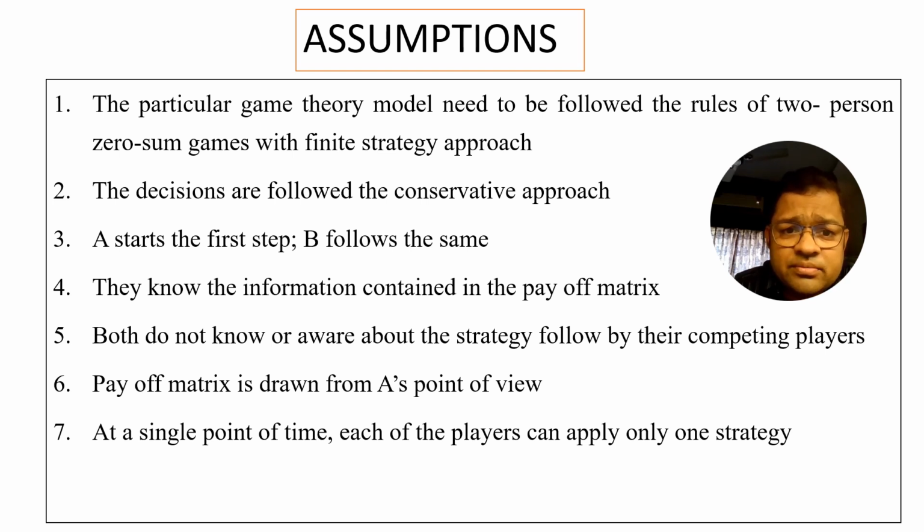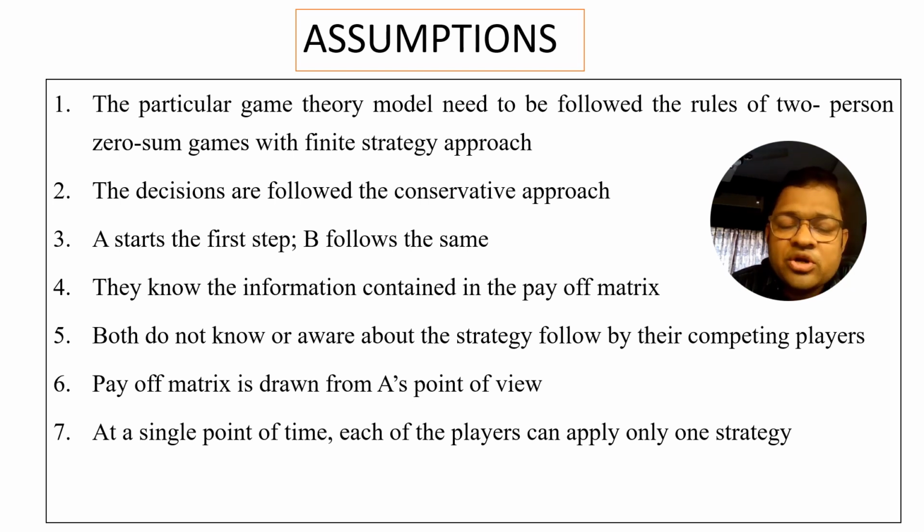Though there are two players, the assumption says that A has the advantage of putting the strategy first, and B follows it. The fourth one is that they know the information contained in the payoff matrix. It means both parties are very clear that if I take a particular decision, I will lose this much market share or gain that amount of market share. Both do not know or are not aware of the strategy followed by their competing players. If A takes a decision, A may assume what B will take, but has no idea what B will take in the subsequent steps.